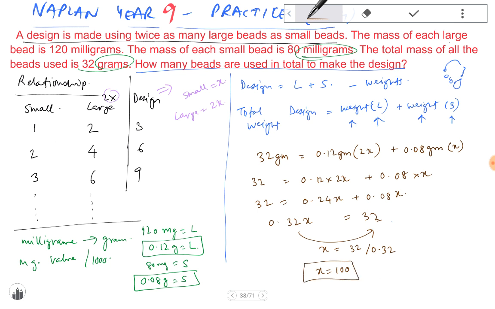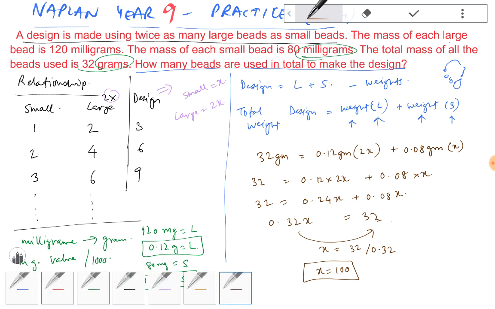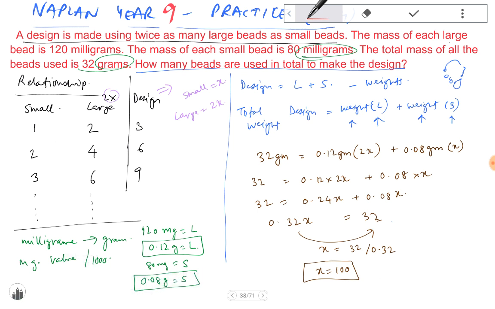Now, as part of the design, and this is the last part of our equation, the design is comprised of large plus small beads, and the relationship between large and small beads is 2x plus x. Design is equal to 3x. We know the value of x already, so we put that in the equation. 3 multiplied by 100, so the total number of beads used for the design would be 300.